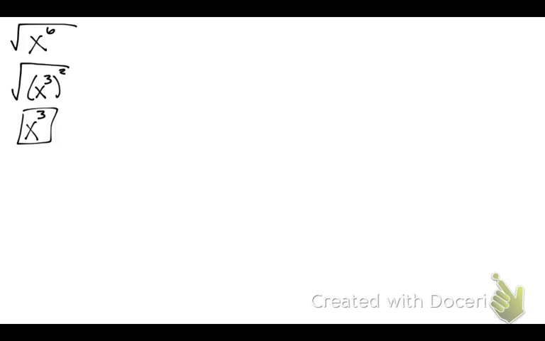Let's look at another one that's similar. The negative square root of y to the 16th. Well, y to the 16th is the same thing as y to the 8th squared. So the negative root of y to the 16th must be negative y to the 8th.